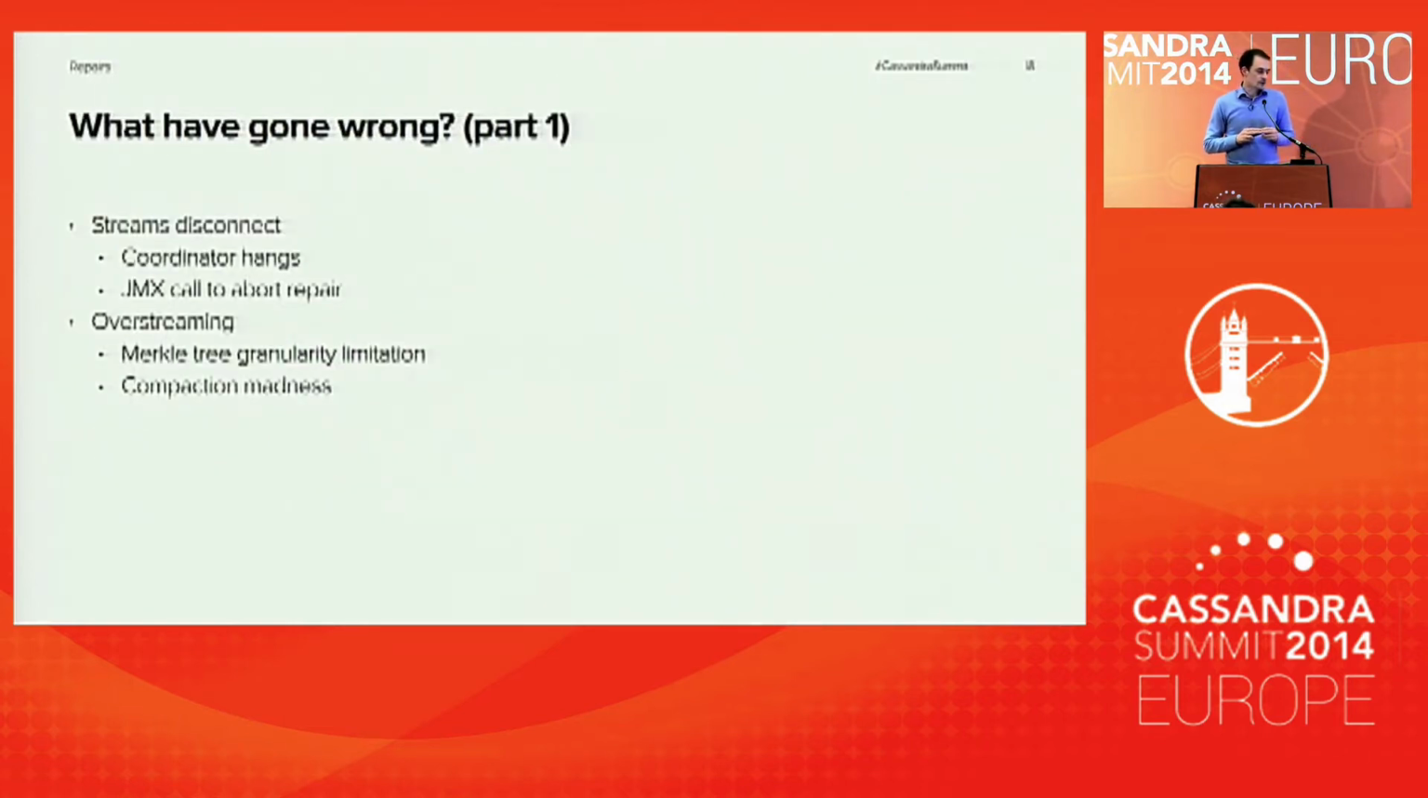So what has gone wrong with repair? Why is repair so hard? There have been many bugs in the code that does the repair. Many of them we fixed, but there are still problems. I would like to highlight some of the problems that we've encountered over the years.